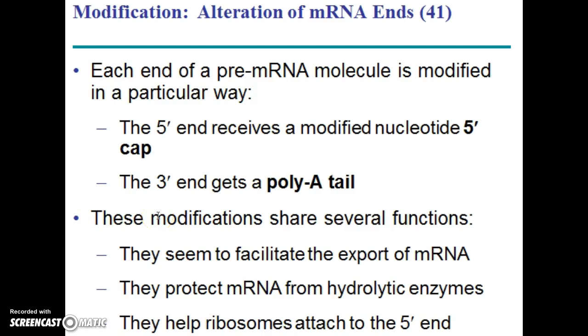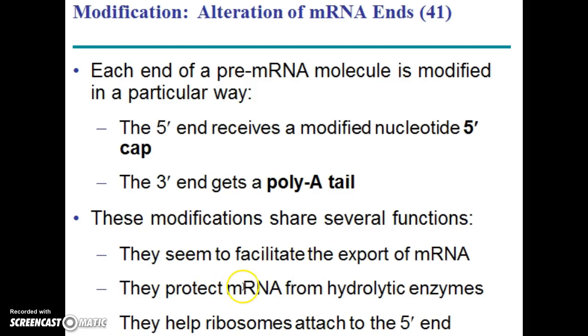Now what's the purpose of putting on those caps and that poly-A tail? Well, let's look at number 41 here, alteration of the mRNA ends. There's a few functions that you should be aware of as to why we're adding the 5' cap and the poly-A tail. First off, they seem to facilitate the export of mRNA, meaning that it's allowing mRNA to leave the nucleus in general. No cap, no tail, stuck inside the nucleus.